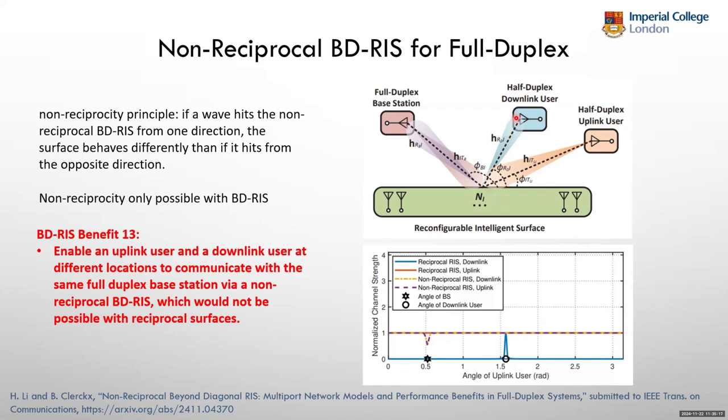So what that enables you to do is to have a full duplex base station serving two half duplex users simultaneously, and those two users would be located at different positions. This is something you cannot do with a reciprocal RIS, unless the two users, the downlink user and the uplink user, are co-located. So this is a very interesting use case for BD-RIS: to enable this non-reciprocity, which is only possible with BD-RIS. Conventional RIS are by default reciprocal. This is an interesting use case for BD-RIS, but at the cost of higher complexity because of non-reciprocity.